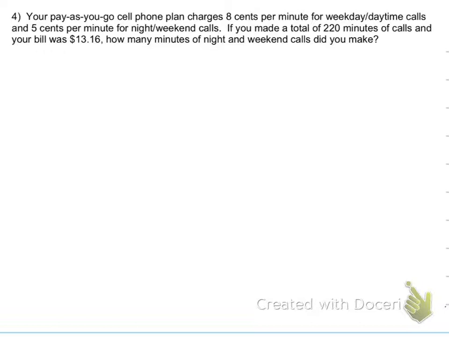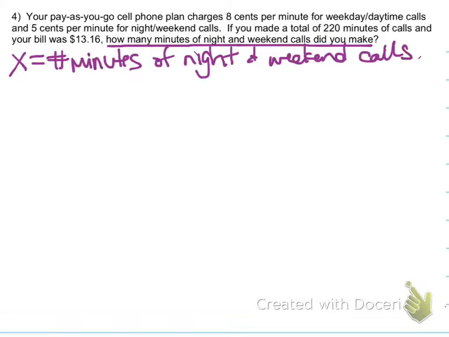One thing that I want to stress is that you need to start getting in the habit of defining your variables. And one very easy way to define your variables is to always look at the question. How many minutes of night and weekend calls did you make? So x is going to be the number of minutes of night and weekend calls. So if x is the number of night and weekend calls, how many minutes of daytime calls did we have?